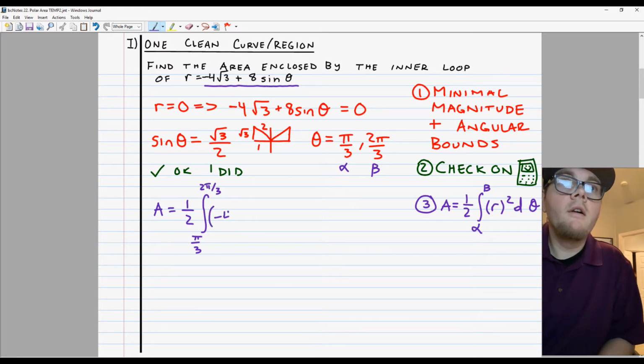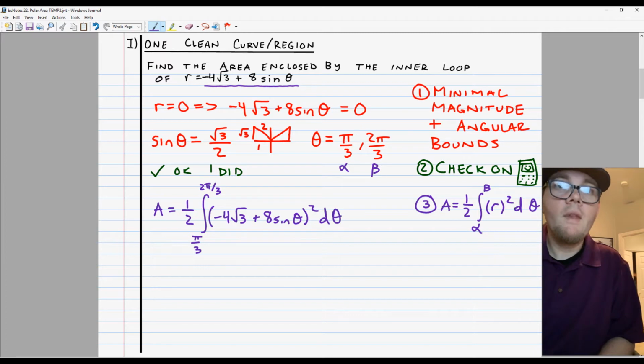It'll be of r, which is negative 4 root 3 plus 8 sine of theta, squared, d theta. And this is the area of our region. And at this point, you can feel pretty good because that's really the heaviest lifting of the problem.